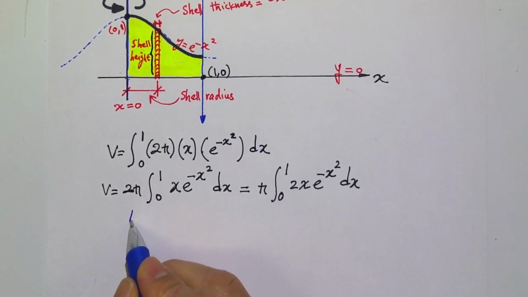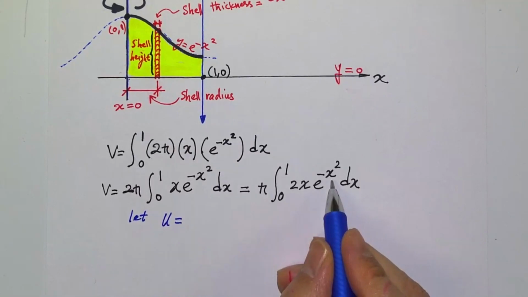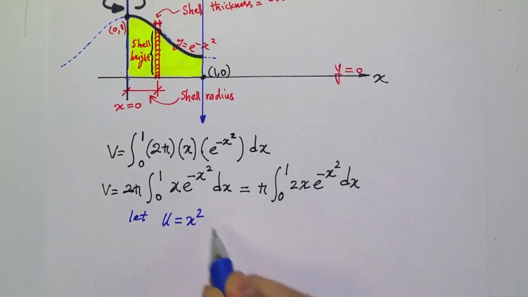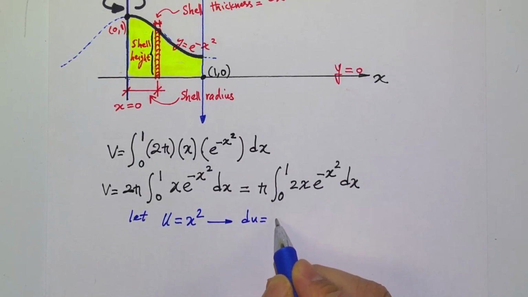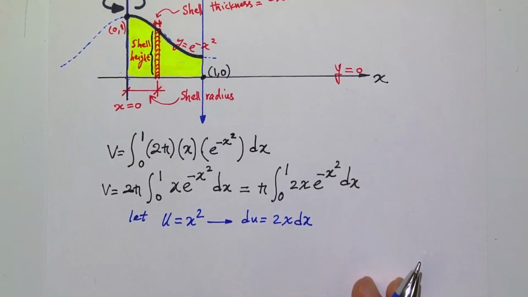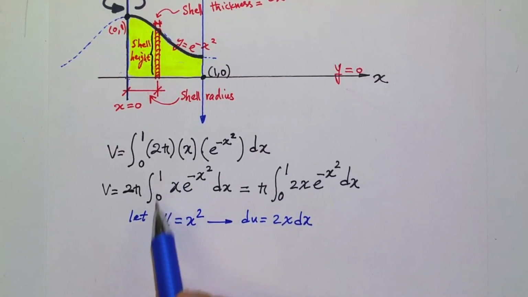Let u be equal to x squared. That means du would be equal to 2x dx, right? 2x dx. And then because we switched to u, a new variable, we need to recalculate these limits of integration.